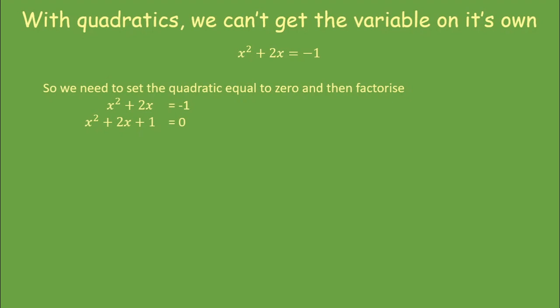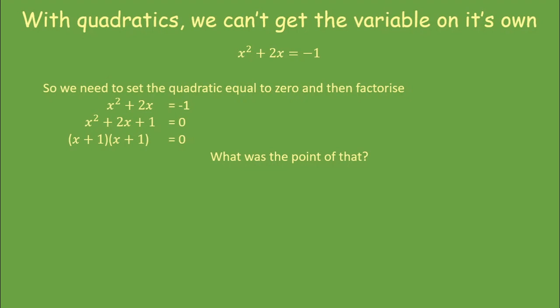Now I've got a quadratic, x squared plus 2x plus 1, and it's equal to 0. So I'll go ahead and factorize that, thinking about what numbers multiply to make 1 and add to make 2. That's positive 1 and positive 1. So I've got x plus 1 and x plus 1 equals 0. Now, what was the point of all of that? We know how to factorize quadratics, but why do we do that?